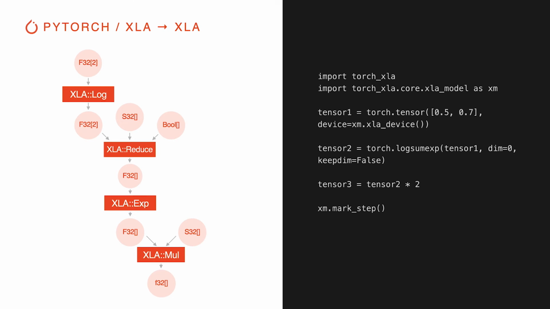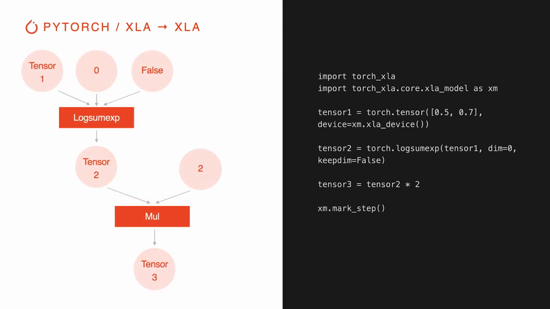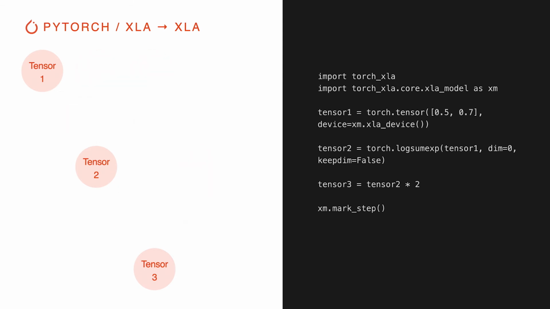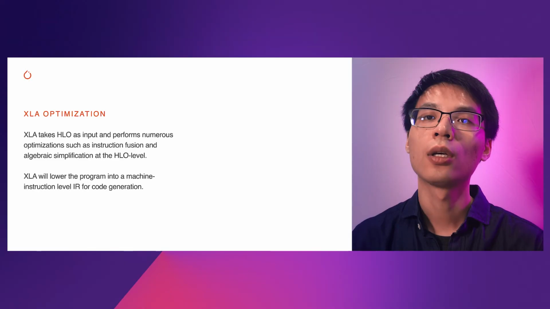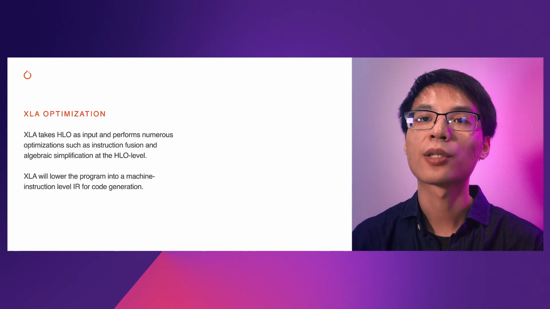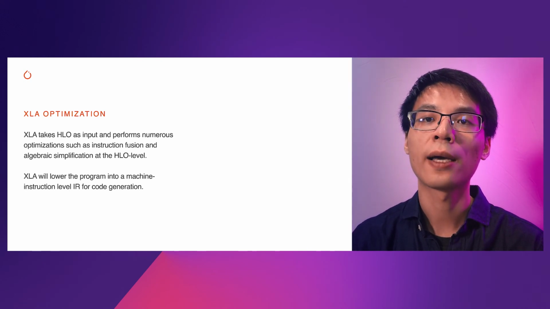If we call the mark_step API instead of printing the value of the tensor, the same IR graph to HLO text conversion will still happen. However, after the execution of the HLO is done, PyTorch XLA will truncate each tensor's pending graph. This way, we can limit the graph size and are more likely to generate the same graph in each iteration. The HLO text generated will be fed to the XLA compiler. The XLA compiler will perform numerous optimizations, such as instruction fusion and algebraic simplification at the HLO level. XLA will then lower the program into a machine instruction level IR for code generation.